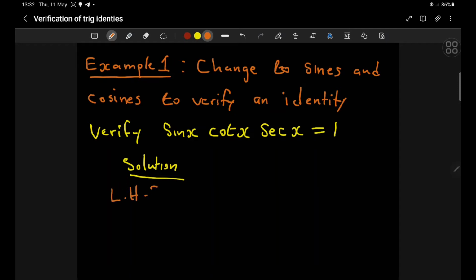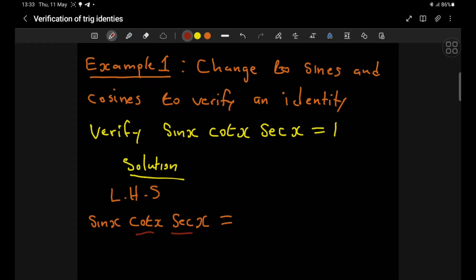It's important to indicate which side you've selected. If we pick the left-hand side, then we can write the expression. Now that we've written the expression, we need to resolve it. This kind of expression, we can identify that it has the cot and the sec. So we just need to change them into sine and cosine because that's what we know and can work with.